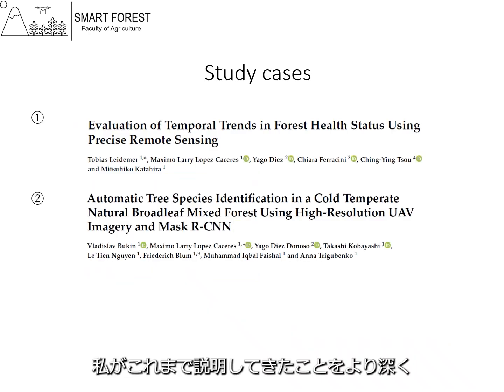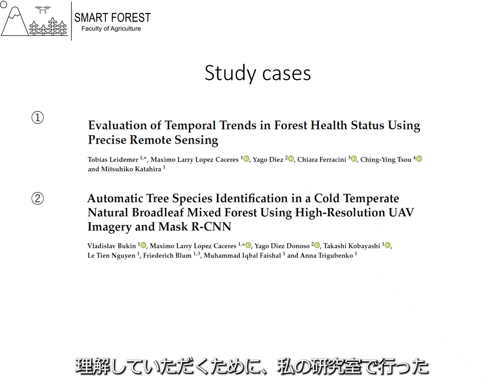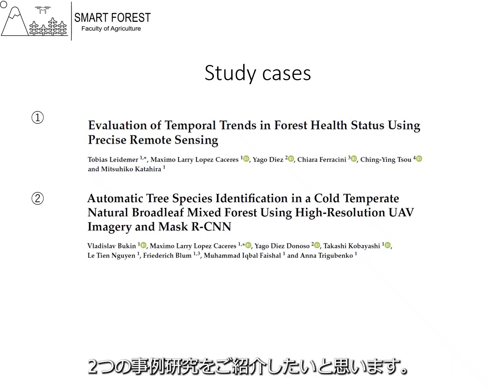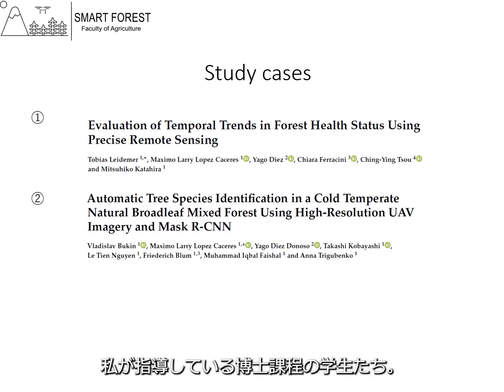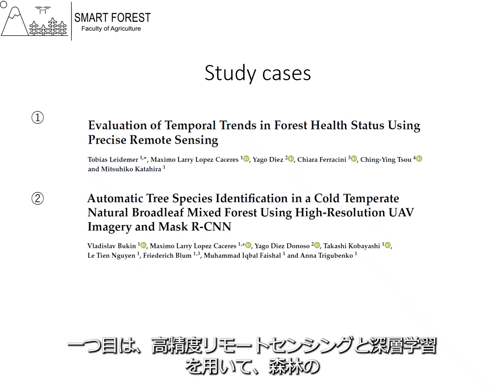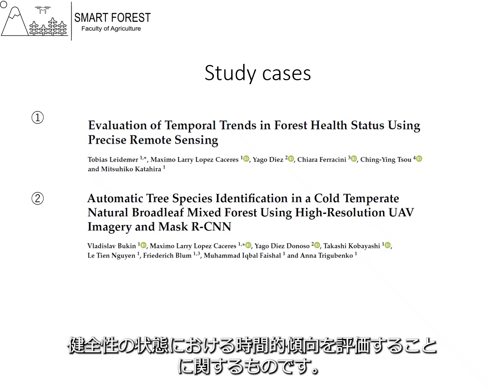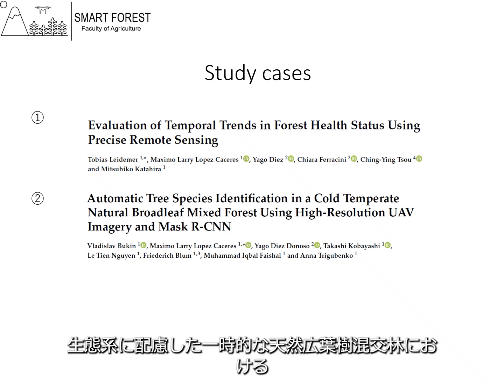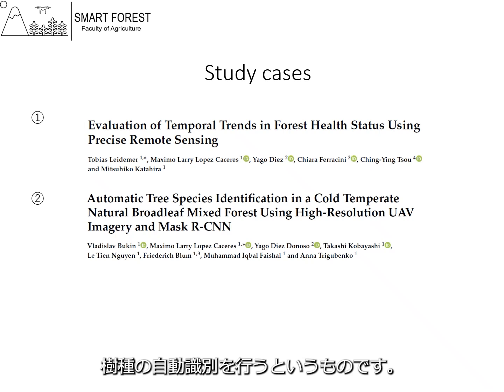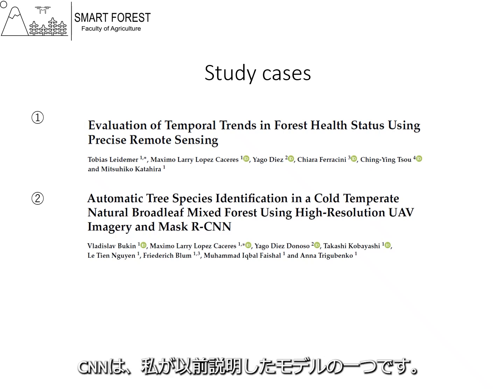Now, for a better understanding of everything that I have been explaining, I would like to show you 2 study cases that we have done in my laboratory. Both of them are PhD students under my supervision. The first one is about the evaluation of temporal trends in forest health status using precise remote sensing and deep learning. And the second one is about the automatic tree species identification in a cold temperate natural broadleaf mixed forest using high resolution UAV imagery and Mask R-CNN, which is one of the models I explained before.